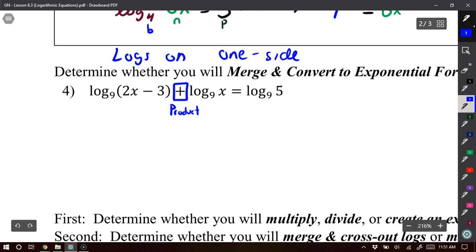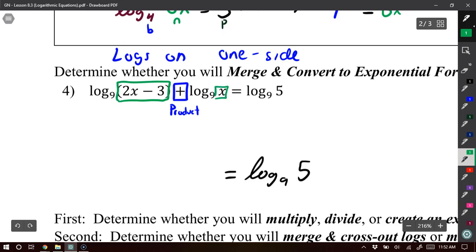I hate that left side. It has too many logs. I like this right side. It is one log all by itself, log base 9 of 5. So I am going to merge these two logs on the left side together into one single log, log base 9, by multiplying the 2x minus 3 and the x together. And I'm going to write it x times 2x minus 3.